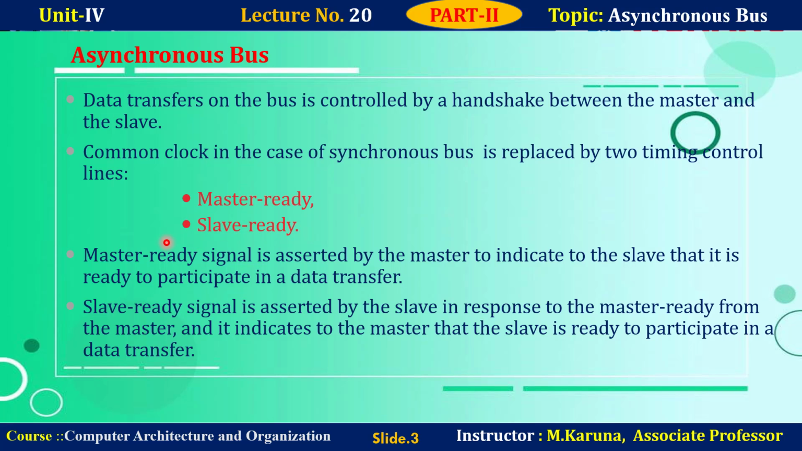What is the use of the master ready signal? It is asserted by the master to indicate to the slave that it is ready to participate in a data transfer. Coming to the slave ready signal, it is asserted by the slave in response to the master ready from the master, and it indicates to the master that the slave is ready to participate in a data transfer.